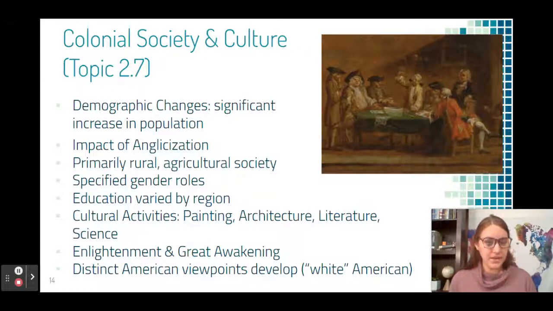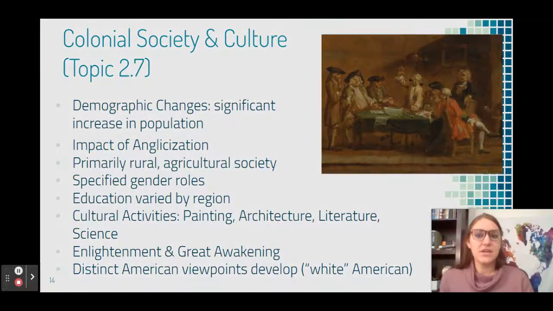But then really highlighted in this lesson are going to be the Enlightenment and the Great Awakening. Those are two ideas you have to be familiar with. The Enlightenment emphasized science and reason and began to question things like the role of government. And then the Great Awakening came almost as a backlash to this Enlightenment, where religious ideas become significantly more emotional, there is an increase in church membership, and again, questioning the role of authority, questioning the role of the church.